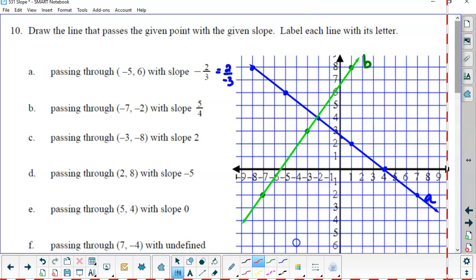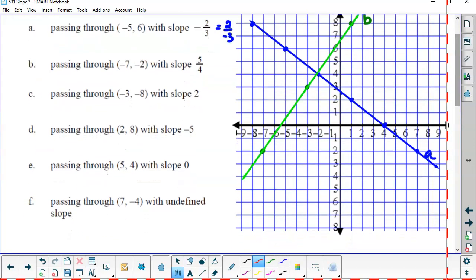Then the next one, -3, -8. Go down a little bit. So -3, -8. Slope of 2. If it's an integer, that really means it's 2 over 1 in terms of rise over run. So we're going to go up 2 to the right 1, up 2 to the right 1 again, as many times as you can, so that you get a nice line.